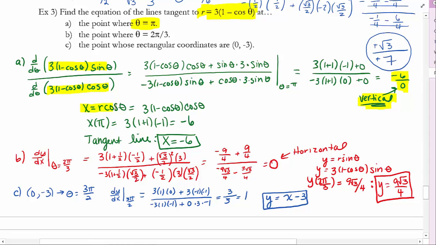A vertical line has an equation in x equals form. So I went over here and said, well, if I'm in x equals form, I better know that x coordinate, so x is r cos theta, and here's our r cos theta. I plugged in pi and got -6, so my tangent line is x equals -6.